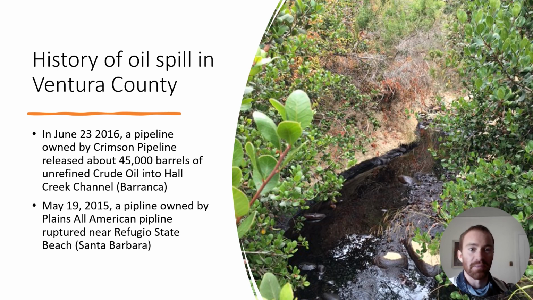Next we have the Plains All-American Pipeline rupture in Santa Barbara that ruptured about 100,000 gallons of oil. We also have the Huntington Beach spill on October 2nd, 2021 that released about 20,000 gallons.